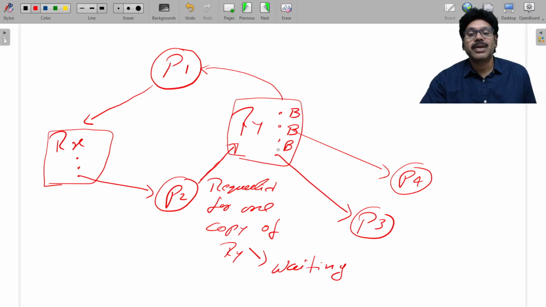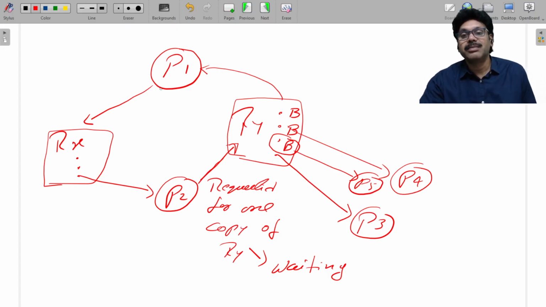No single copy is available. But you see that this one is not given to anybody else. Then you can give to P1, you can give to P2, but let us make it busy. In this case also, it is given to P5. So what is the meaning of this diagram?